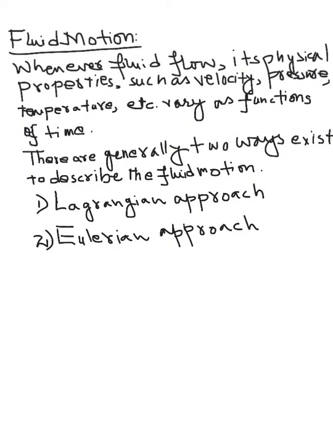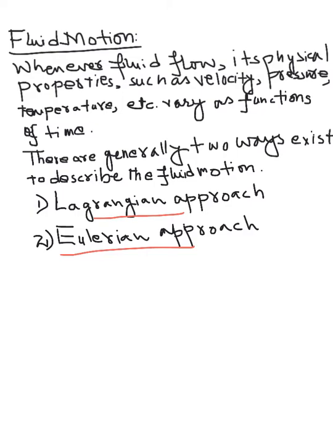So there are generally two ways to describe the fluid motion. One is called the Lagrangian approach and the other is known as the Eulerian approach. So in the Lagrangian approach, the observer follows all fluid particles and describes the variation around each fluid particle along its trajectory. So in this approach, we go and trace each particle individually. This can be described as sitting in a boat and drifting down a river.